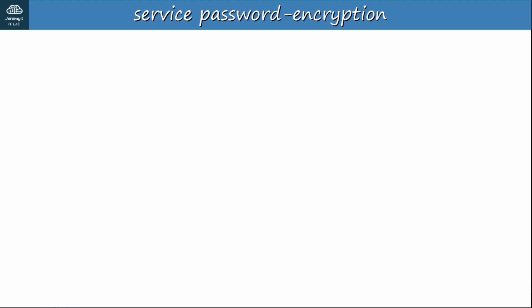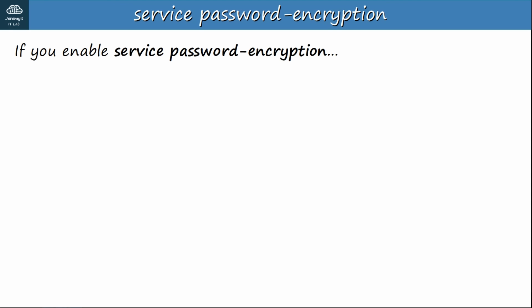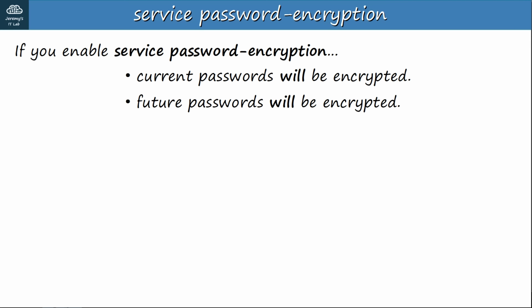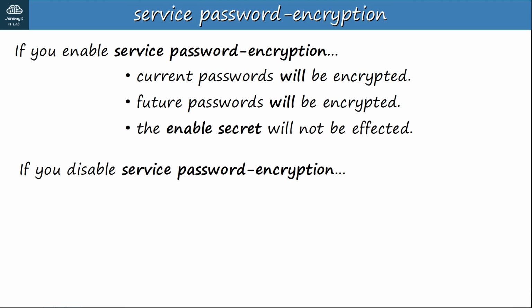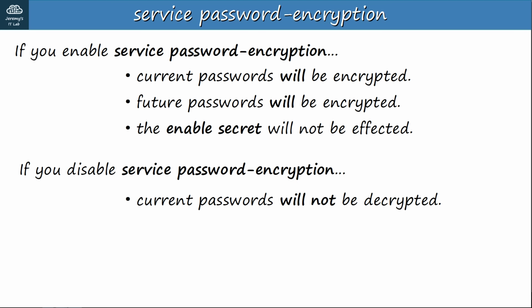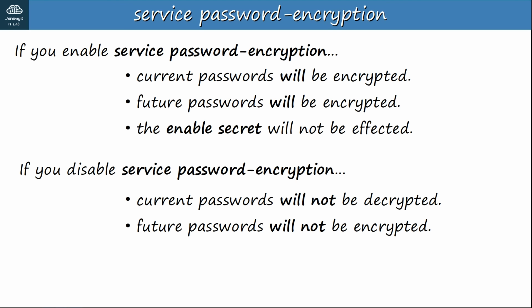So, let me summarize the service password encryption command. If you enable the service password encryption command, current passwords will be encrypted. Future passwords will also be encrypted. Once again, however, the enable secret will not be affected. It is always encrypted. If you disable service password encryption, current passwords will not be decrypted. They will remain encrypted. Future passwords will not be encrypted. They will remain in clear text. The enable secret will not be affected. Once again, it is always encrypted.